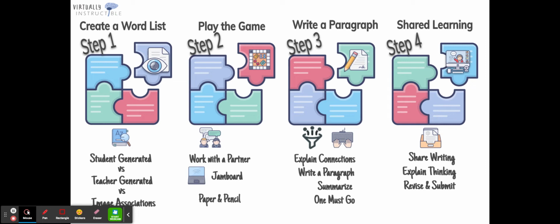Finally, you get to the last step where they share their thinking. They share their paragraphs with the class, and then I would give them a little bit of time to revise their paragraph after sharing to submit it.